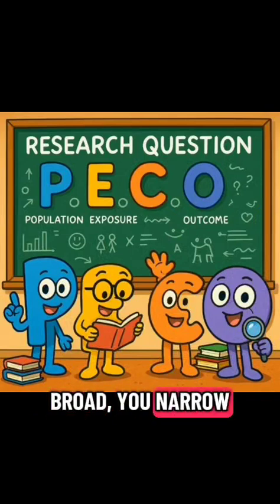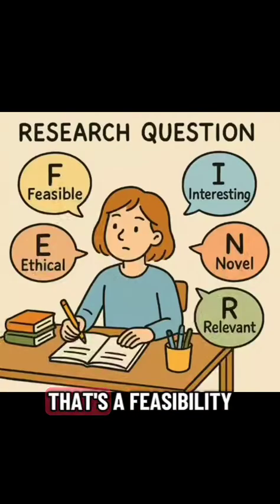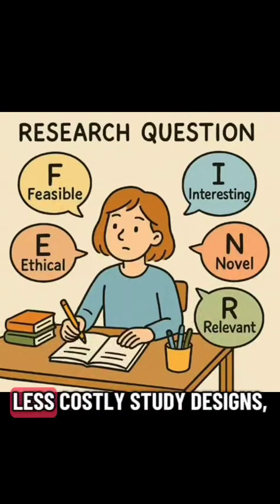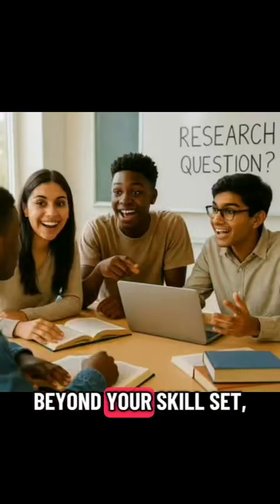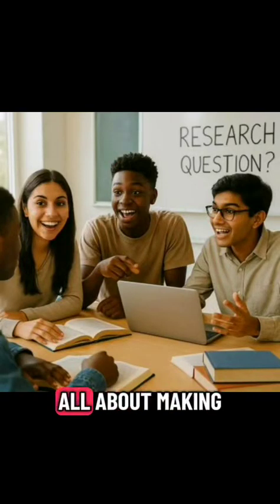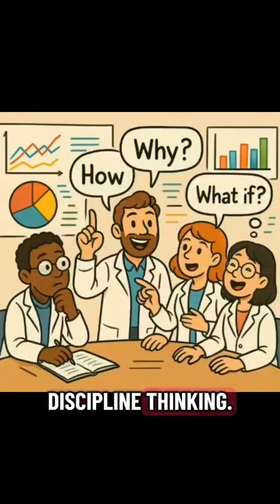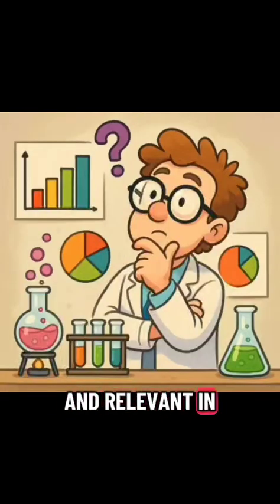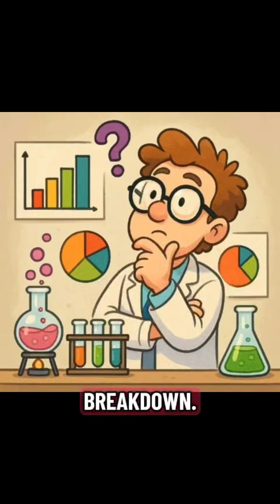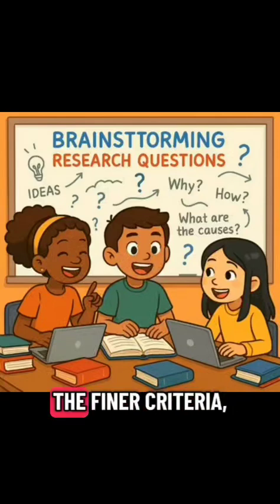So what happens if a question fails this test? The sources mention some fixes for, say, a question that's just too broad. Yeah, and the solution is usually pretty logical. If it's too broad, you narrow the focus, maybe reduce your variables. That helps with feasibility and relevance. And if it's too expensive? That's a feasibility failure. You might need to look at less costly study designs, maybe a shorter follow-up period. Or if it's beyond your skill set, you collaborate. It's all about making sure good intentions lead to good research. So really, this is all about disciplined thinking. It is. You use PICO or PECO to get the structure sound, and then you run it through the FINER filter to make sure it's practical and relevant in the real world.